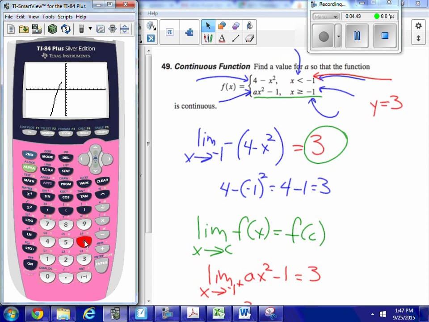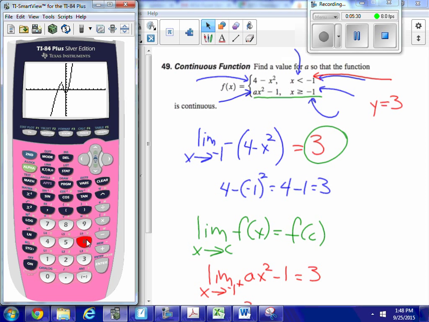And now I'm going to graph the other piece of it. I'm going to go y equals. Now we had said that a is going to be 4 if it's going to be continuous. So I'm going to go parentheses 4 x squared minus 1, close parentheses, divided by parentheses, x, second test, greater than or equal to, that's 4, -1. Zoom 6. There's my first piece. There's my second piece. It looks to me as if they're continuous.